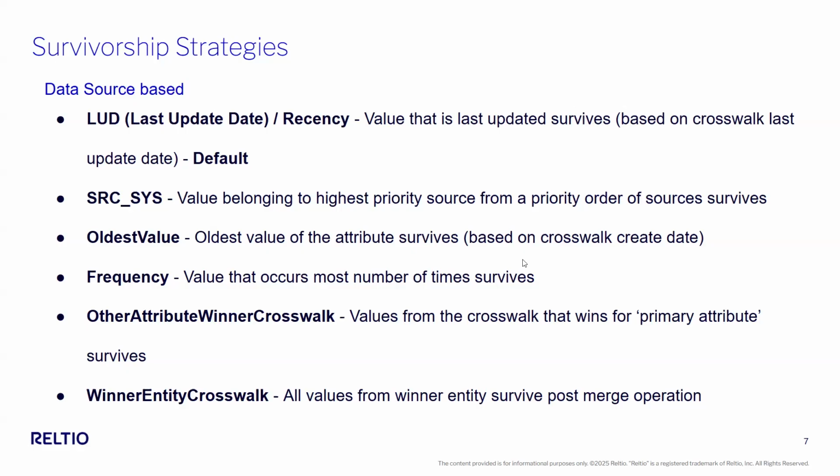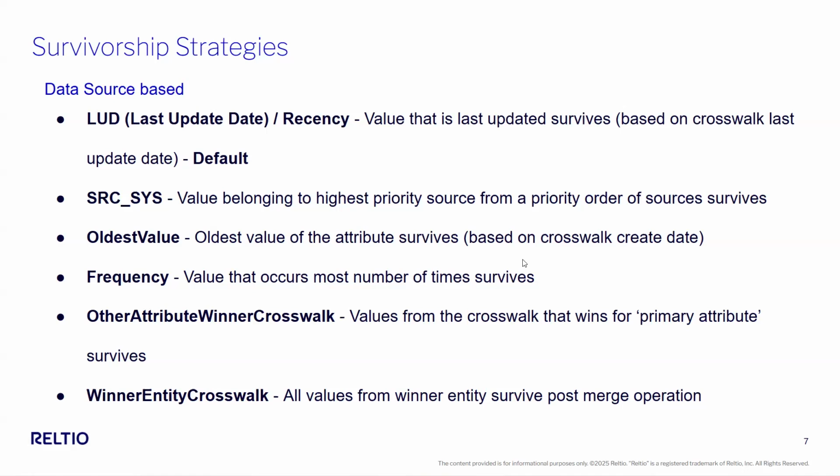Survivorship based on score: survivorship based on scoring is not yet implemented. I mean, there's no score that is calculated for an attribute. But if you want to implement some custom logic, maybe you can add another attribute which calculates the score for every crosswalk, and then you can use that attribute in the other attribute winner crosswalk to update the strategy. I'm just thinking about it, but right now we do not have scoring available for the attribute to define what survivorship strategy should be used.